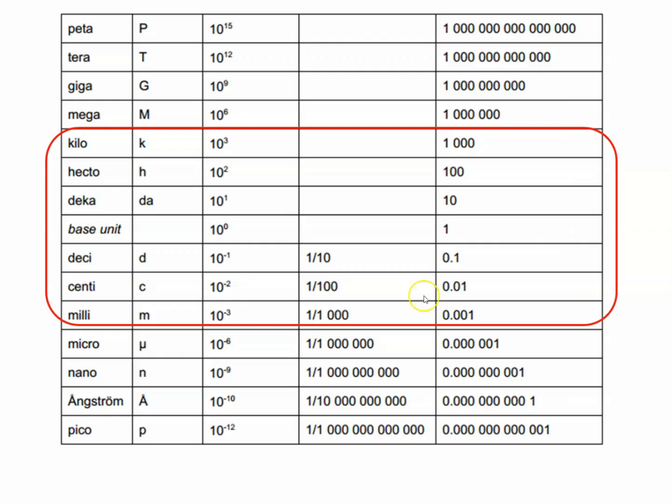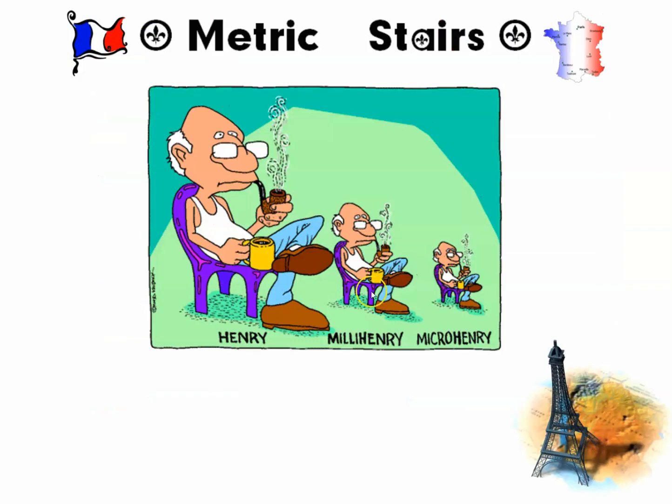One of the advantages of the metric system is these prefixes: the prefix can tell you how big or how small a base unit is. And remember, anything can be considered a base unit. If I have a henry, a millihenry is 1/1000th of a henry. A microhenry is 1/1,000,000th of a henry. If I were to have 100 henries over here, that would be a hectohenry.